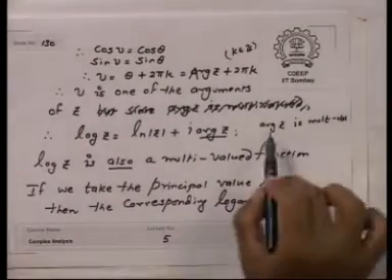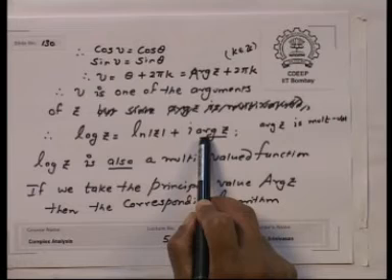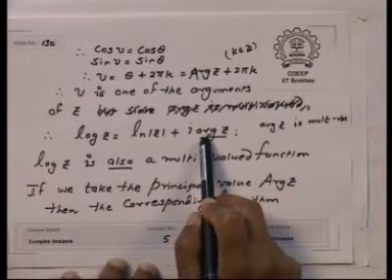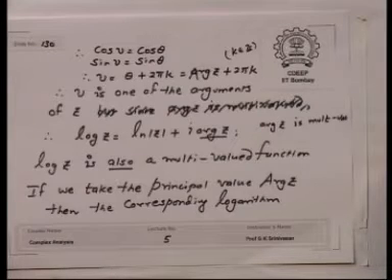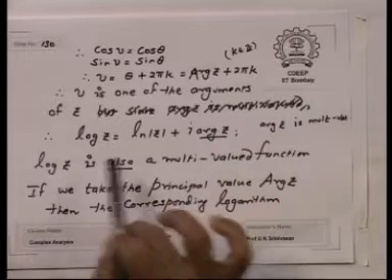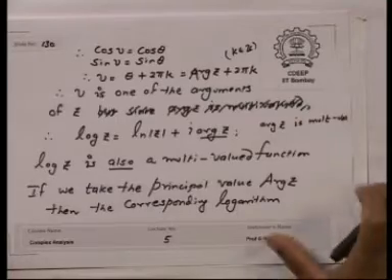If arg z is a multivalued function, then little log z is also a multivalued function. However, if I take the principal value of the argument, then the corresponding logarithm will be called the principal logarithm. If I take the principal value of the argument and work out the logarithm, then that logarithm will be called the principal logarithm, correct? Is it clear?